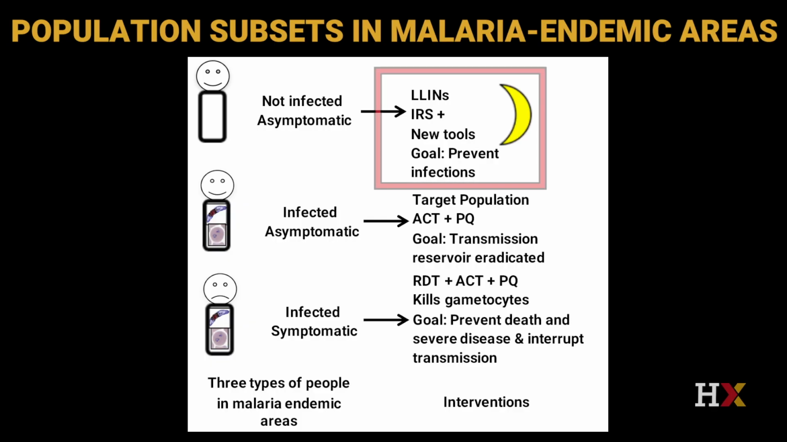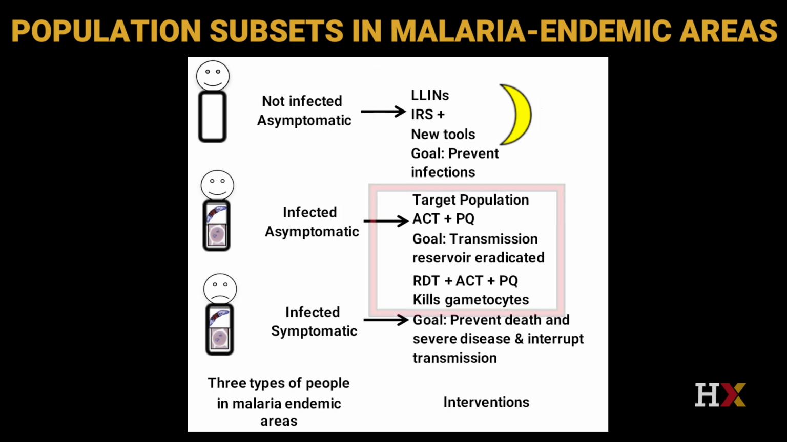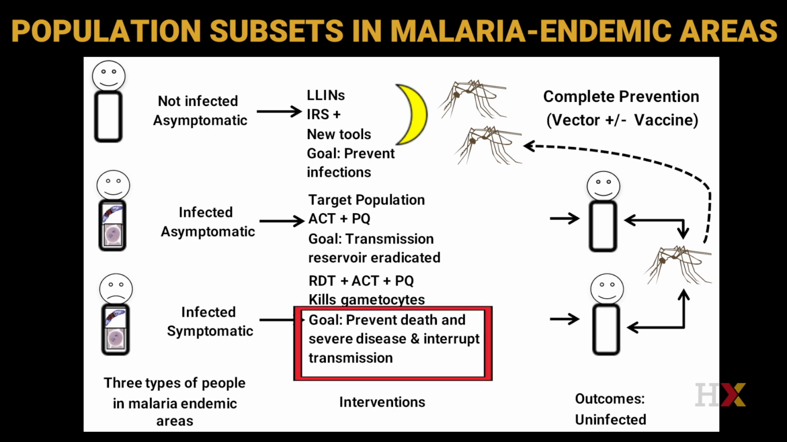We have actually to see that the not infected asymptomatics do not get infected. We have to see that the infected asymptomatics cannot continue to transmit, so that means we treat them so that the reservoir of the infection is eliminated. And we have the infected symptomatic people, where the goal is that first of all they are not getting sick, or if they are sick they are cured, and we also prevent them from further transmitting to the mosquitoes. And if we do this to all three population groups, then we can achieve the interruption of transmission.